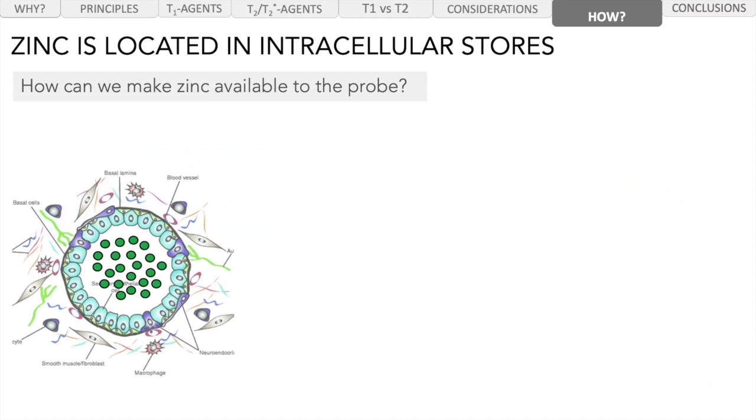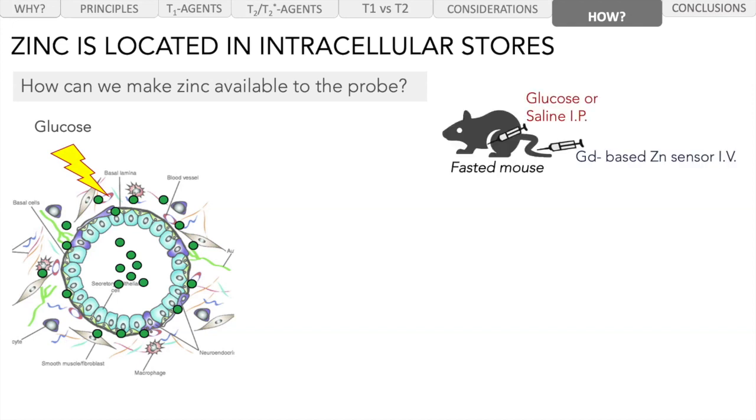Now, as I mentioned, one of the considerations we need to take into account is the target and where it is located. In this case, zinc is located in intracellular stores and our probe does not penetrate cell membranes. So rather than modifying the probe to enter the cell, we decided to make the target available to the probe. We did this by promoting the natural secretion of zinc from the gland by an increase of blood glucose. We tested this in cells and were able to see that secretion, but then we also did it in vivo.